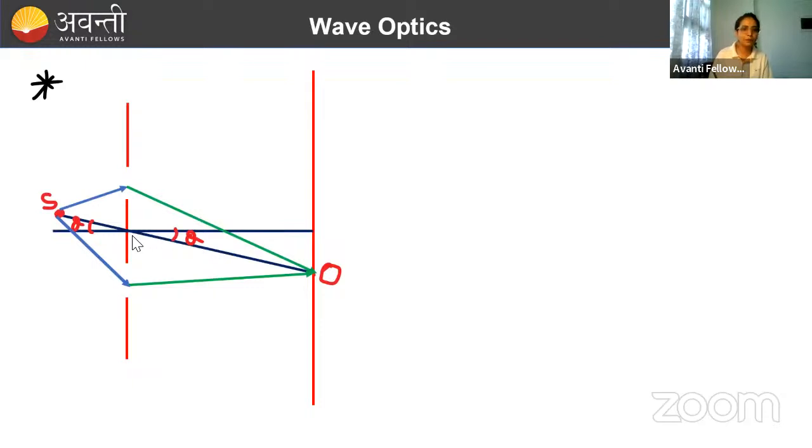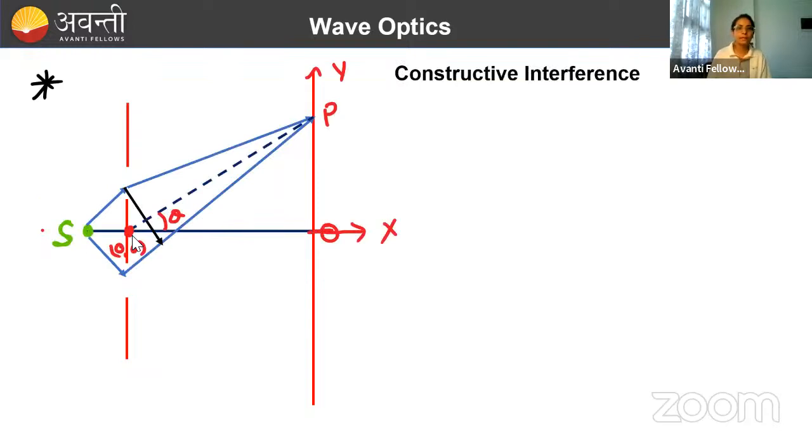Now what happens if we shift the source up and down? Initially the source was here. Now we have shifted the source up by an angle theta. So our central maxima will also get shifted down by an angle theta. If we are shifting the source downward by some angle phi, then our central maxima will go up by an angle phi. These are small things, but this might come in handy while you will be solving questions ahead. Okay, so that was that.